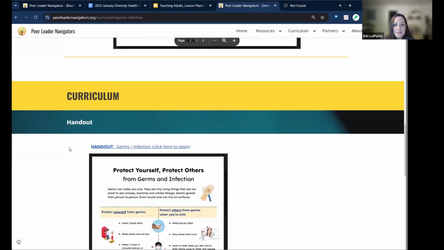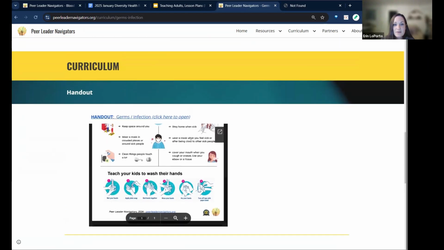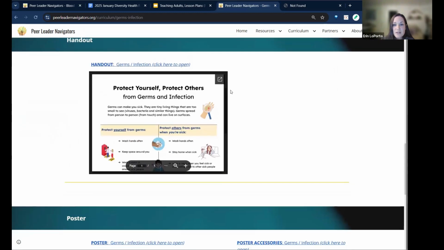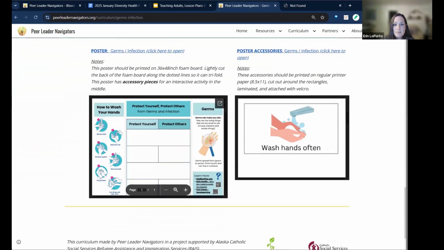Scrolling down, then we get to the curriculum. This is the link to the handout. You can see the handout. Once these other languages have been translated and are in work now, those will be listed here. And then we have our poster, and there's directions on how to print this out. If you're in another area outside of Anchorage and you need to print out your own poster, these are those directions. It's a 36 by 48 inch.